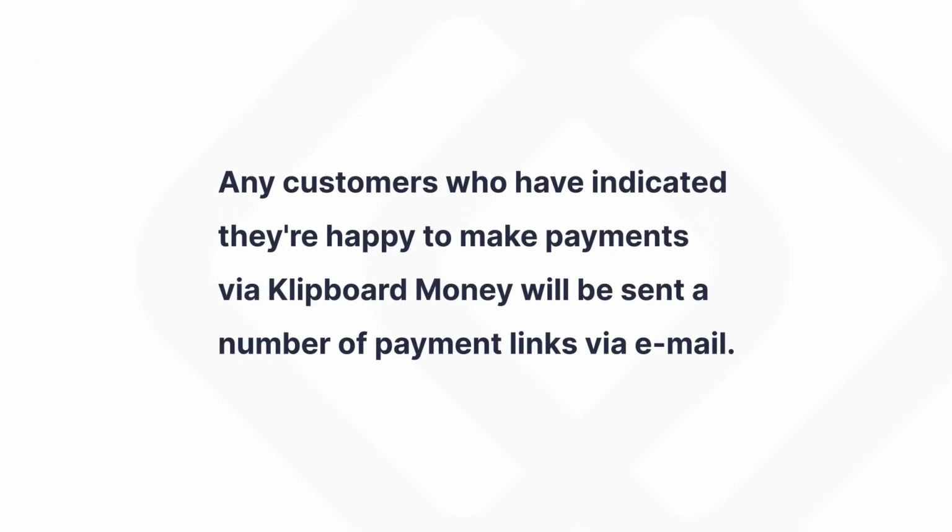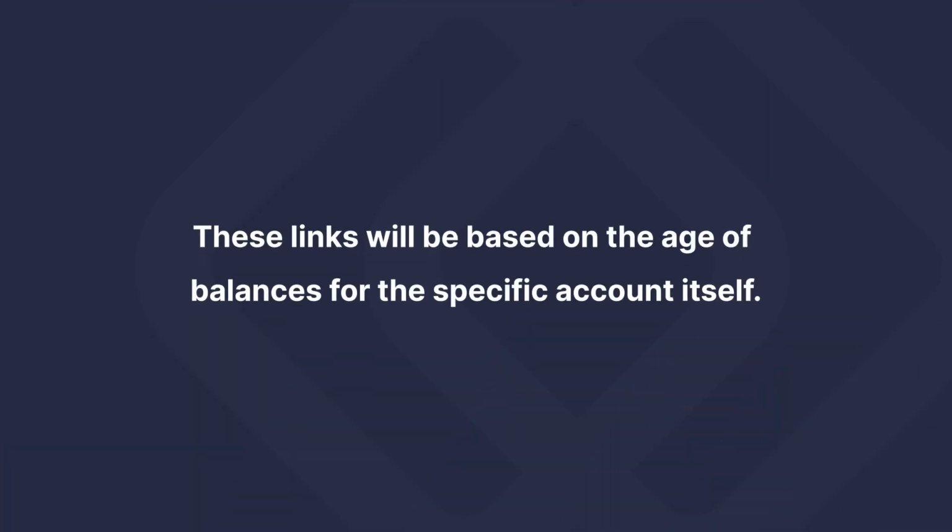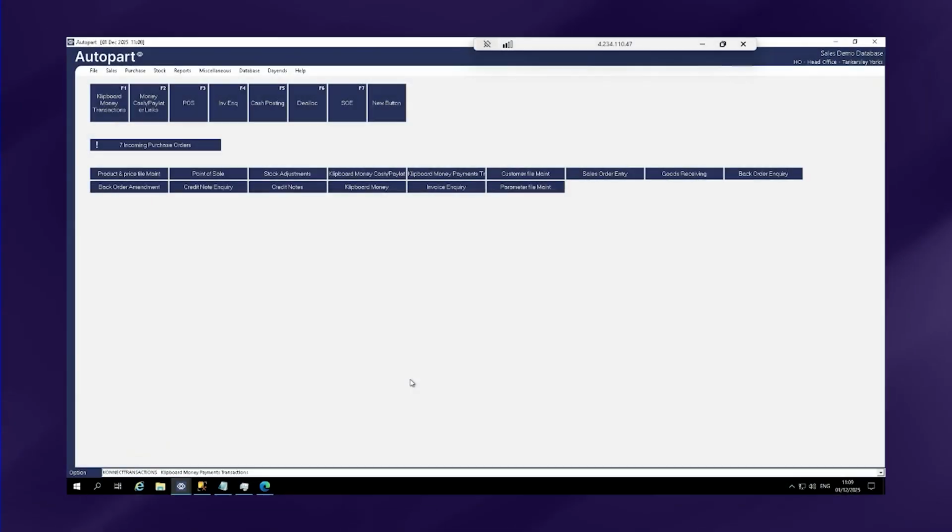Any customers who have indicated they're happy to make payments via Klipboard Money will be sent a number of payment links via email. These links will be based on the age of balances for the specific account itself. Firstly, we need to indicate which of our customers are happy to receive the links.